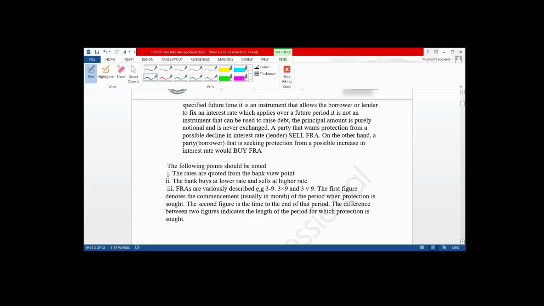The difference between the two figures indicates the length of borrowing or lending.